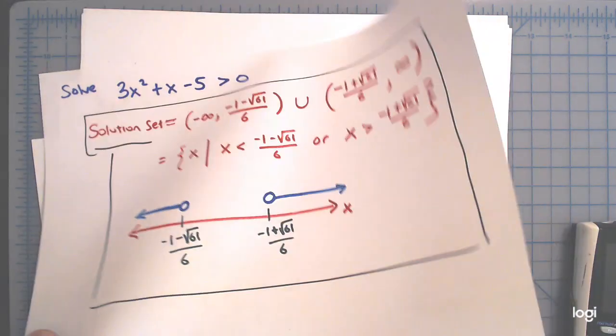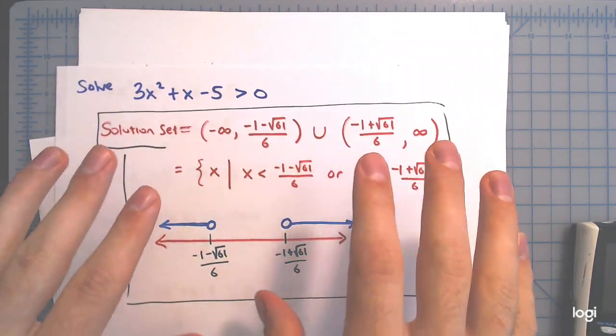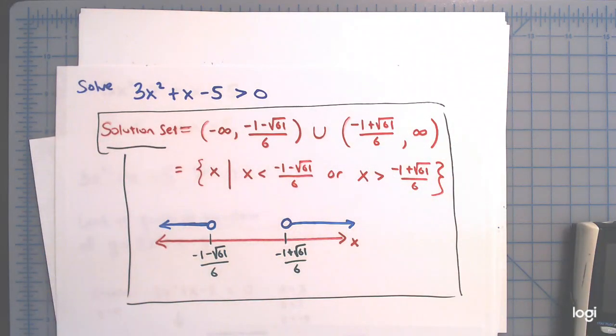But all these numbers here, all the numbers that are described in this box, are indeed solutions of that original inequality. They make it true. And all the ones in between, all the ones that aren't drawn, do not. They would fail to make that true, make it false. Great. So you have two methods there for solving quadratic inequalities.